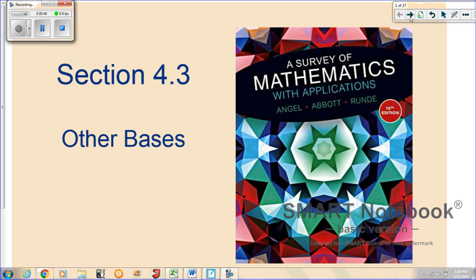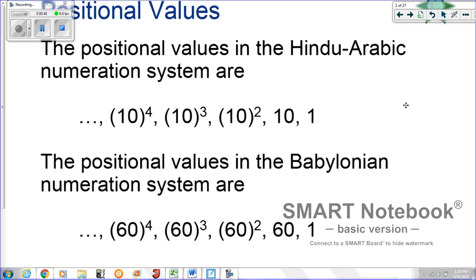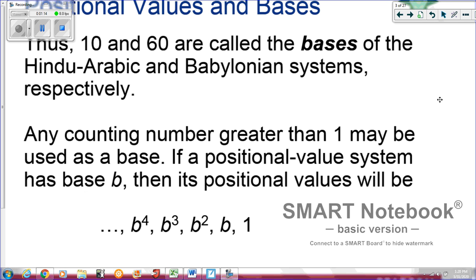Okay, so we're looking at different place values here. What we call our base system is base 10. So starting at the right is 10 to the 0, 10 to the first, 10 to the second, 10 to the third, 10 to the fourth. For the Babylonian, which we looked at on March 11th, it was 60 to the 0, 60 to the 1, 60 to the second, and the numbers would get really, really large after that. So those are called the bases.